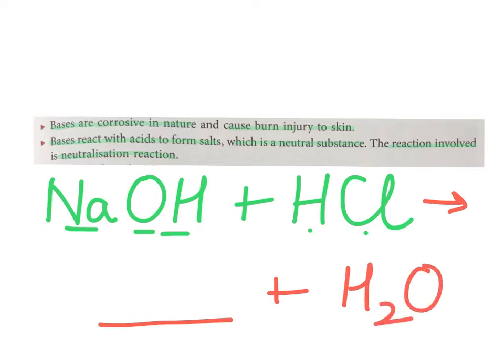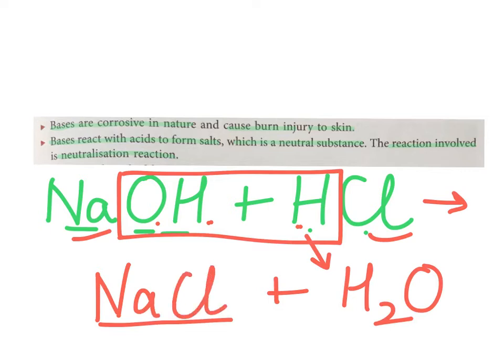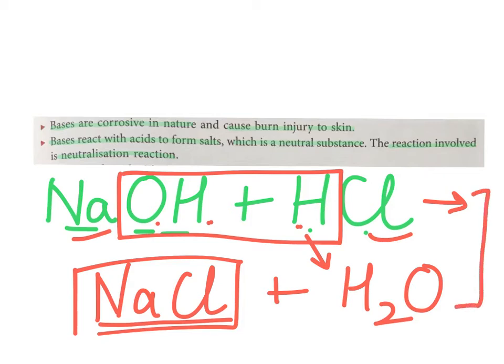So when you take out water from here, this is 2H and 1O, which makes it H2O. The remaining part will be your salt. So you have to club them, that is NaCl. It is a salt and the salt is neutral. That's why this whole reaction is called as neutralization reaction.